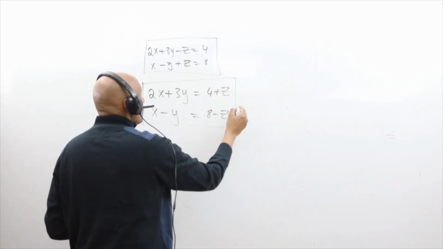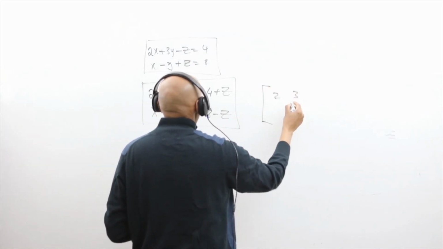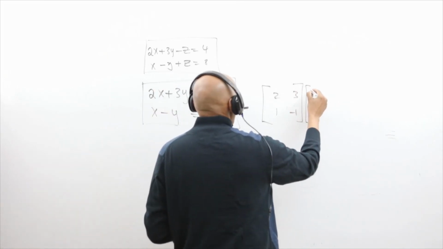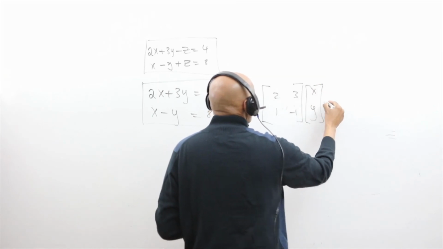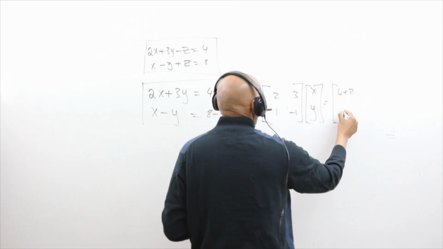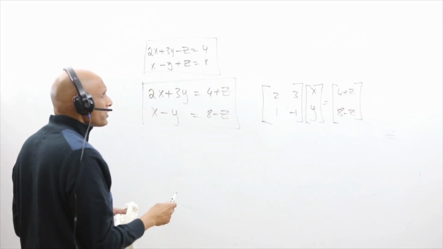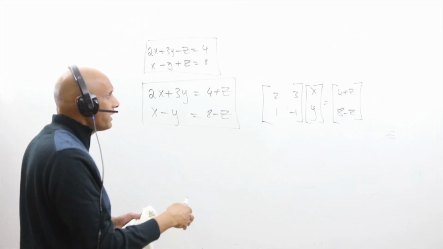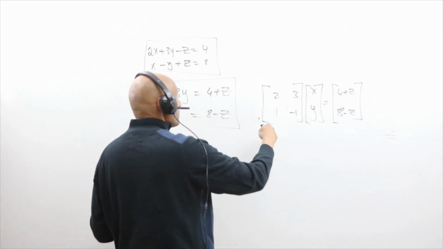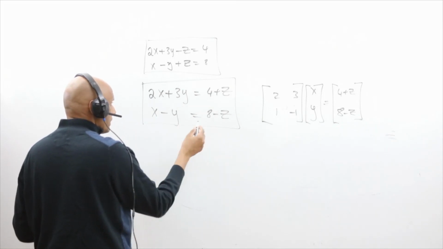This I can convert into a square matrix. So here's a square matrix which consists of 2, 3, 1, minus 1 times x and y, but in this case it's equal to 4 plus z and 8 minus z. So the idea is that we're going to solve x in terms of z and y in terms of z. So we reduce these to two equations where x is a function of z and y is a function of z. And again, we use Cramer's rule. It's the ratio of two determinants.